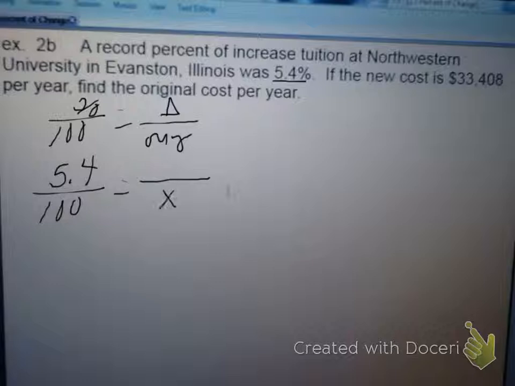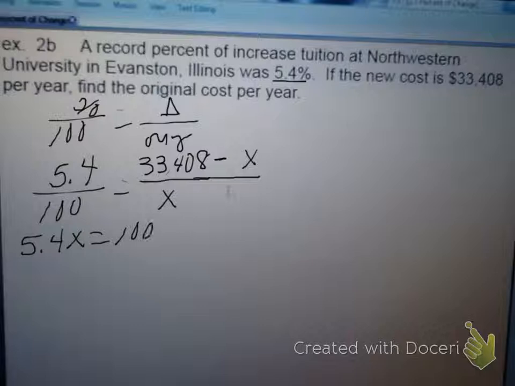We do not know the original tuition, but we know that it increased to $33,408. So to find the change, it's the increase minus the original. Okay, cross multiply, that's 5.4x is equal to 100 times 33,408 minus x. Now you might have to turn off the recording to use your calculator to make sure that I am correct.